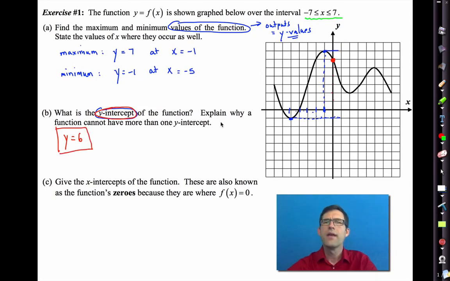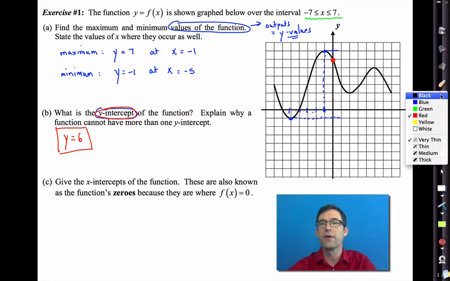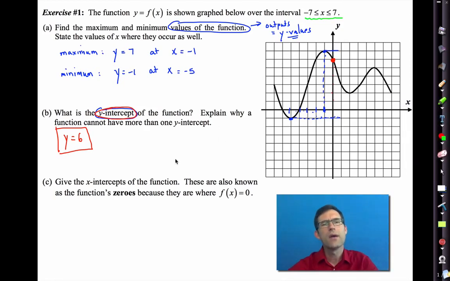Then it says explain why a function cannot have more than one y-intercept. That's very, very important. Pause the video for a second and think about why a function, not just a generic graph. You could have a generic graph that has more than one y-intercept. But why the graph of a function cannot have more than one y-intercept? All right, let's talk about it.